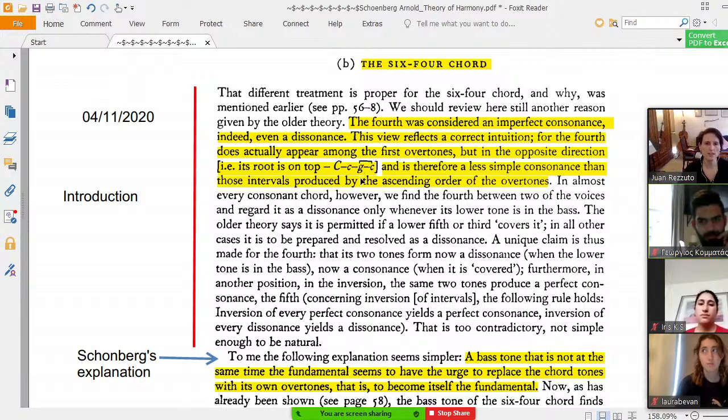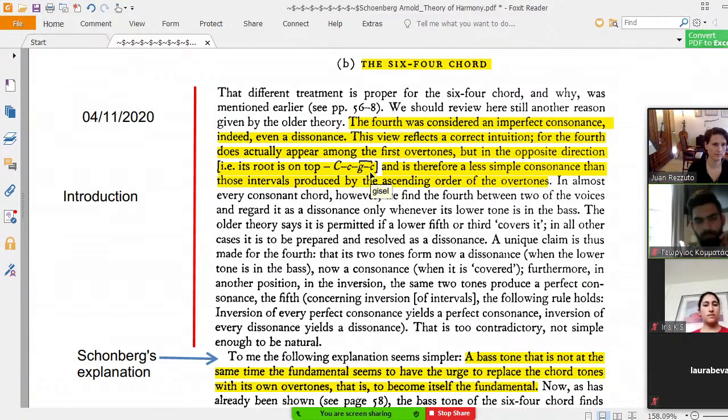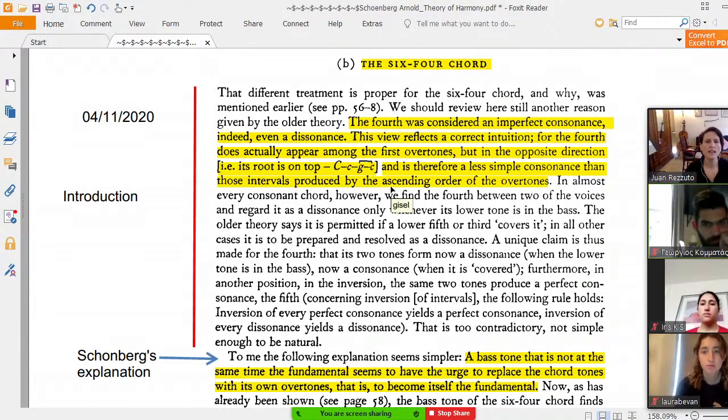Now, from this, let's say that this is C2, this is C3, this is G3, and this is C4. So C2, C3, G3, C4. Between G3 and C4 we have a fourth. So it's not from the root to the fifth, but from the fifth to the root, or first overtone. That is what he's referring to, the opposite direction to the root. And it is therefore a less simple consonant than those intervals produced by the ascending order of the overtones.